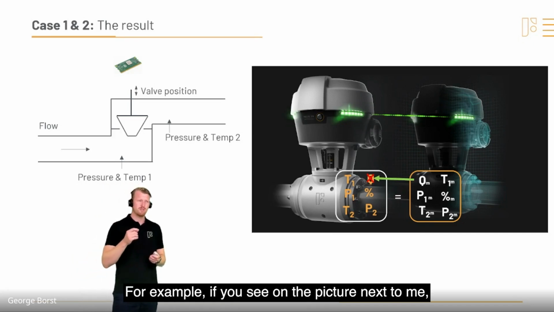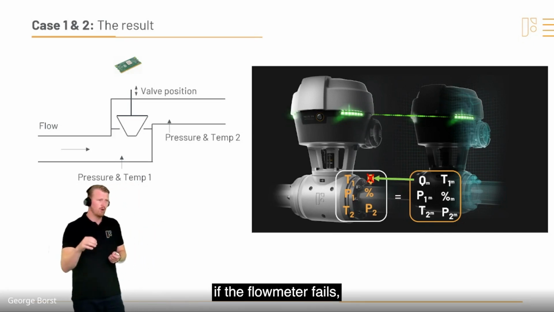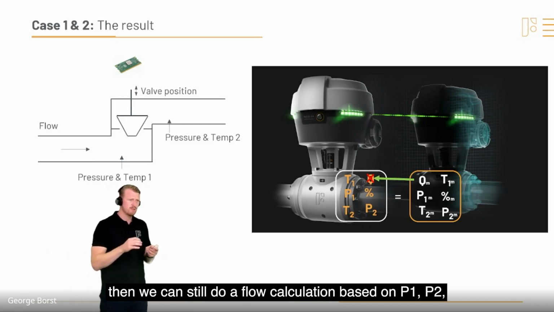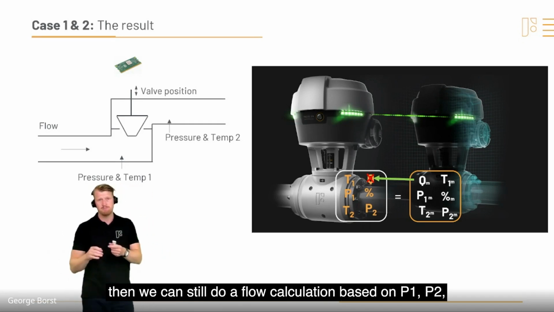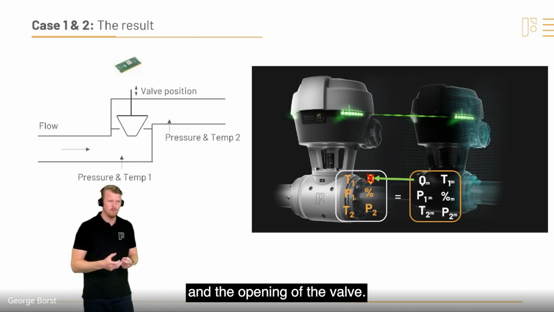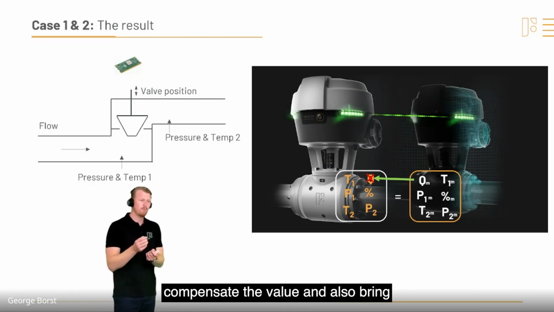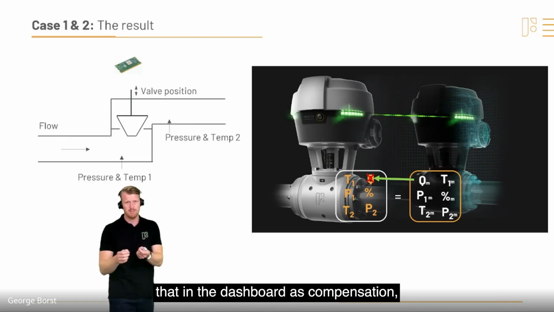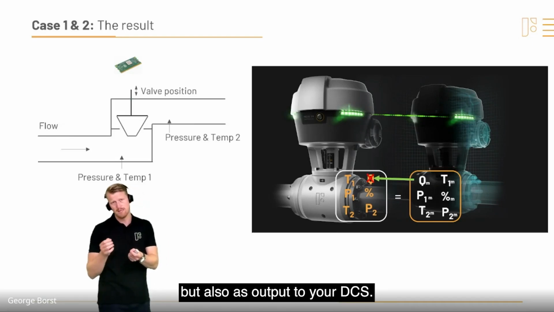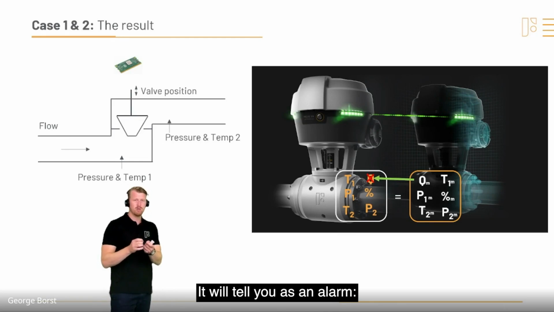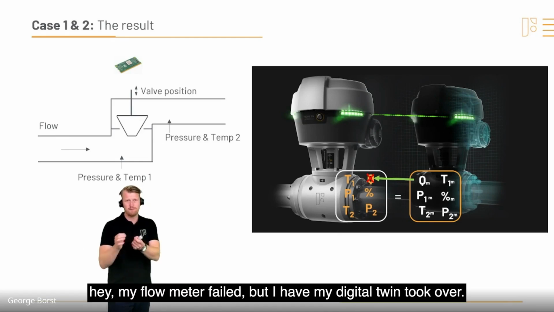For example, if you see on the picture next to me, if the flow meter fails, then we can still do a flow calculation based on P1, P2, and the opening of the valve. And this will, at the end, compensate the value and also bring that in the dashboard as compensation, but also as output to your DCS. It will tell you as an alarm, hey, my flow meter failed, but my digital twin took over.